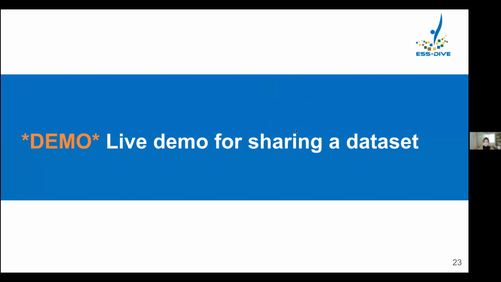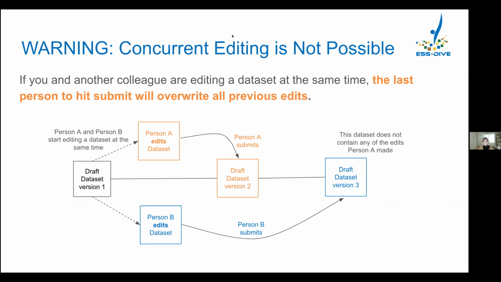Okay. So now that you've shared your data set, and we've gone over the basics of the feature, I just want to mention that it is not possible to concurrently edit a data set on ESS-DIVE. So for example, if you're on a Google Doc with your team members, you can see exactly where the other person is. You can edit it live, and you can see their edits, and it's very fluid. That is concurrent editing, and that is not available with ESS-DIVE datasets.